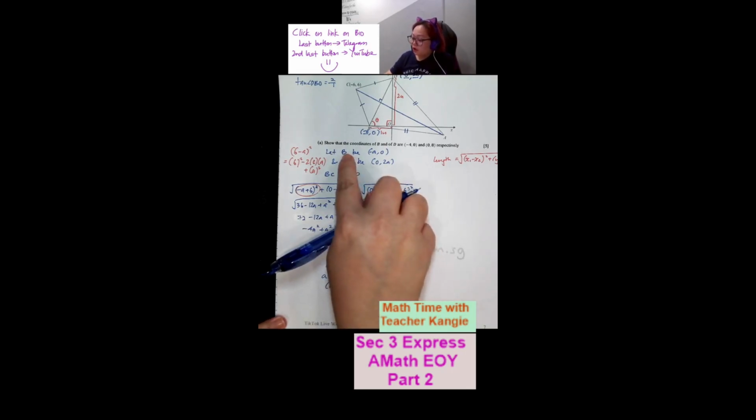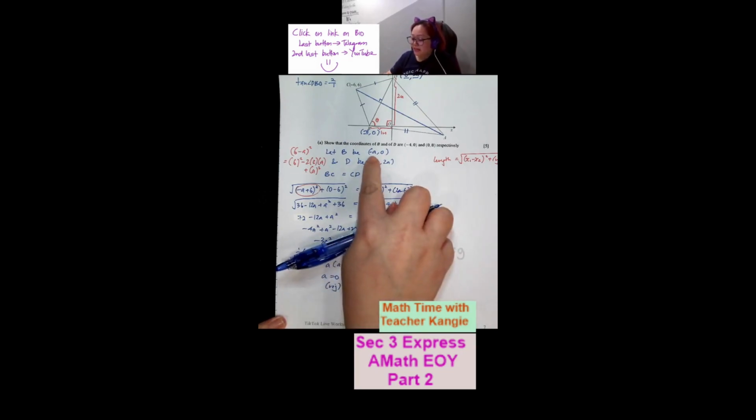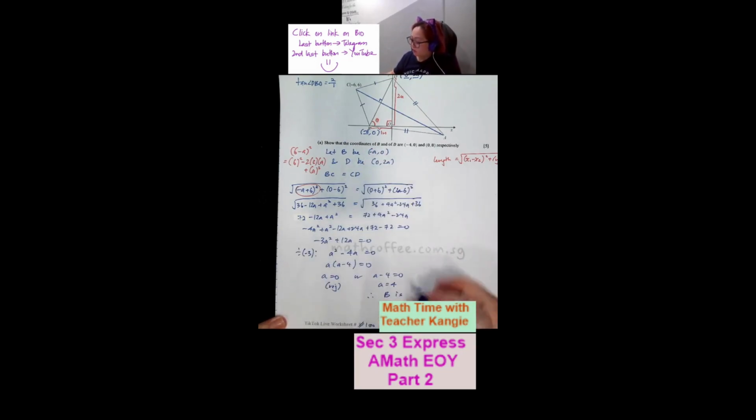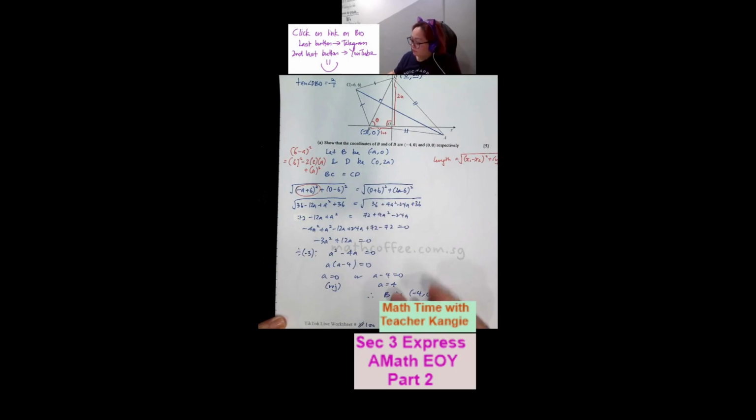So now we know that, oh, my B, therefore B is, just now we assigned it as minus a, so it is minus 4, 0, and our D is 0, 2a. So 0, 4 times 2 is 8. So it's 0 and 8. So shown. And we're done.